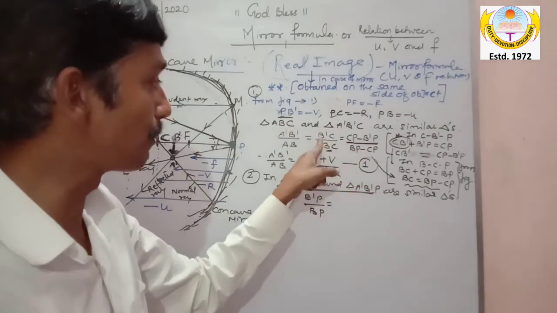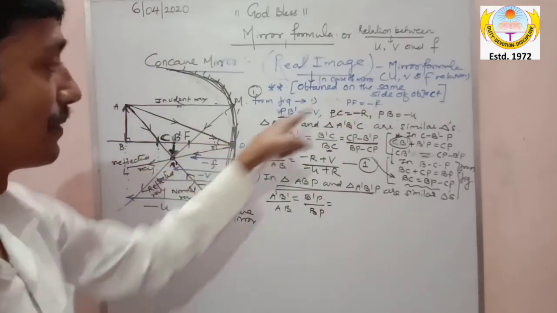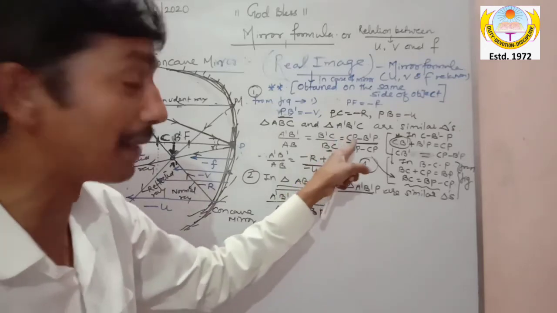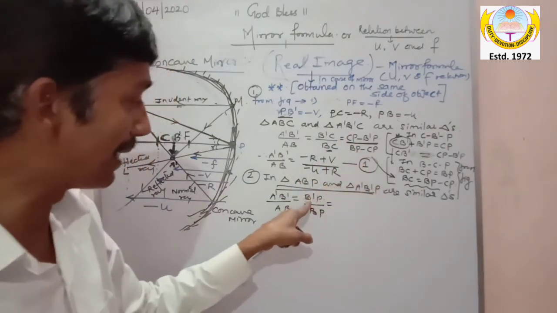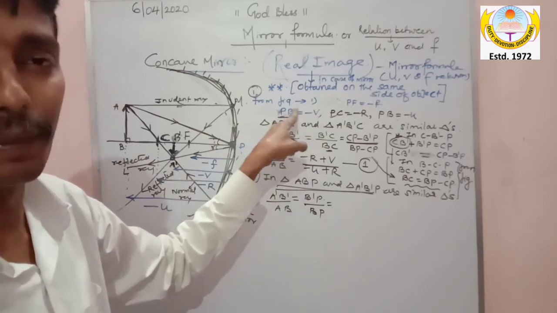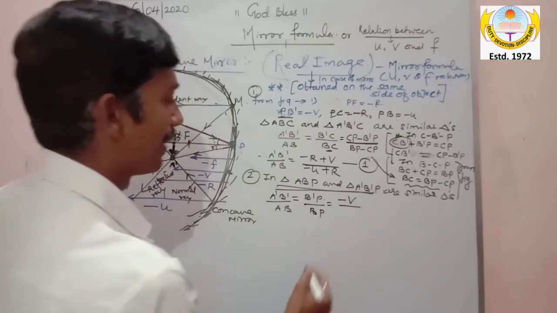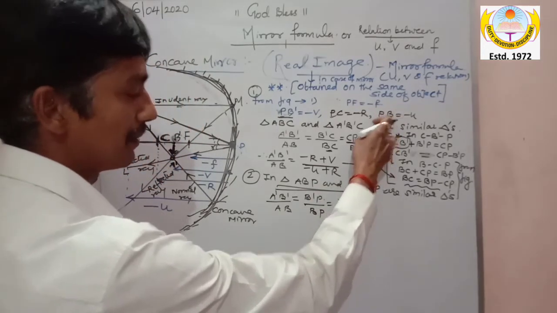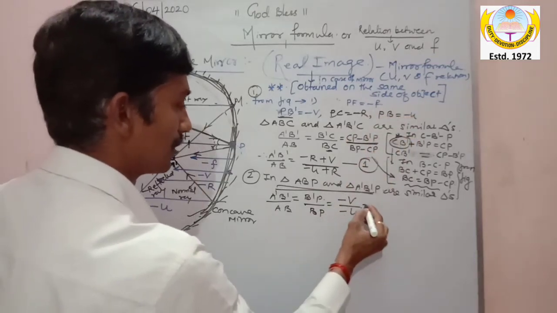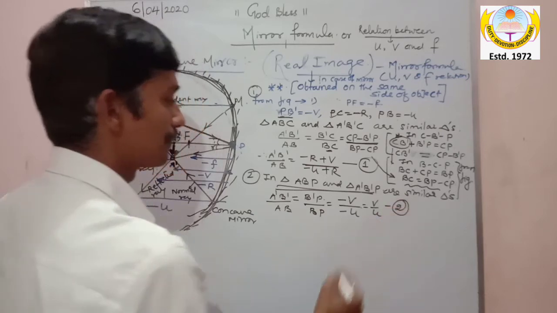Earlier what was the problem? The value of B'C I don't have in the figure. Try to understand, and therefore I had broken it up. But here B'P I am already having. How much is B'P, or PB'? Minus V. So here I will write minus V divided by BP or PB. How much is that? Minus U. So this is V by U. And this is equation number 2.